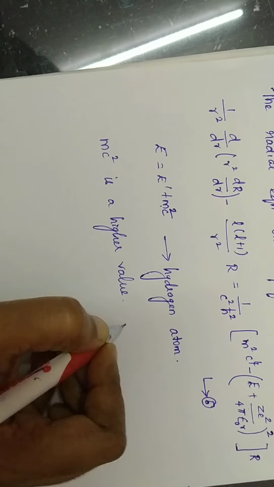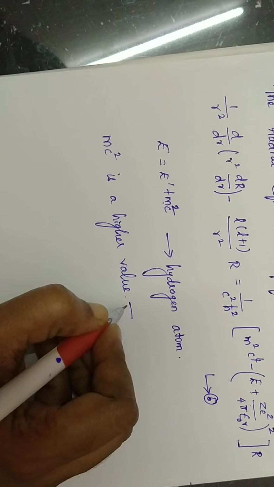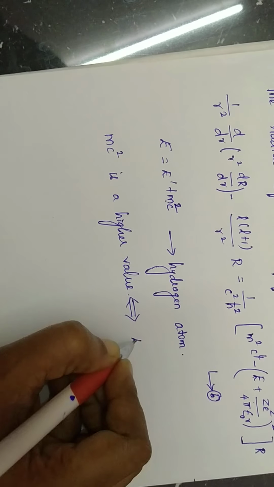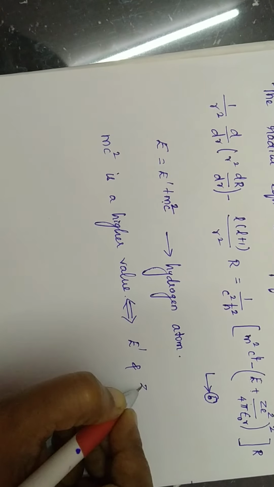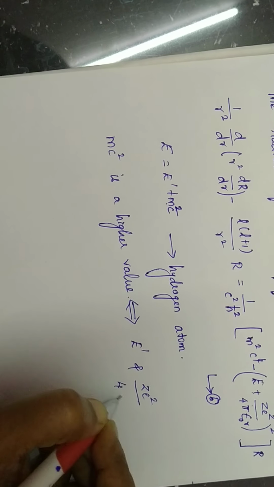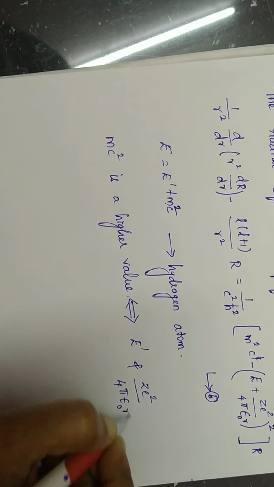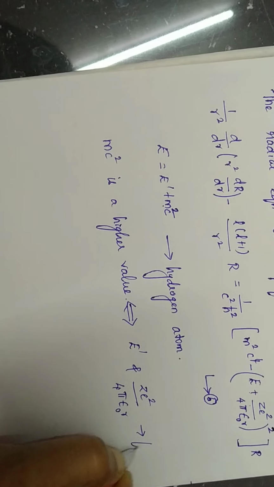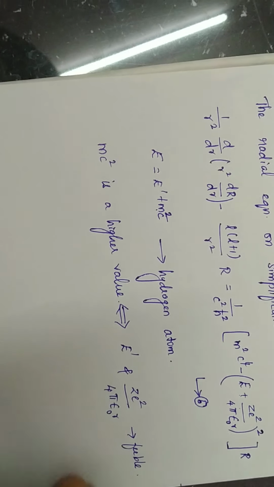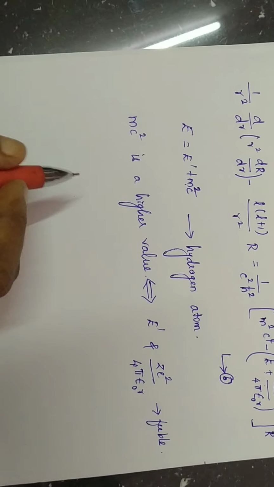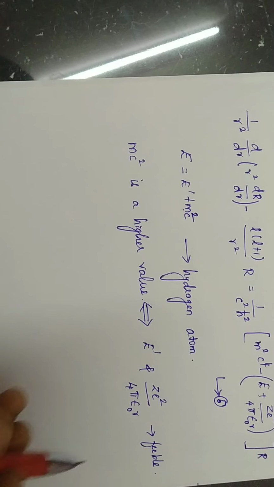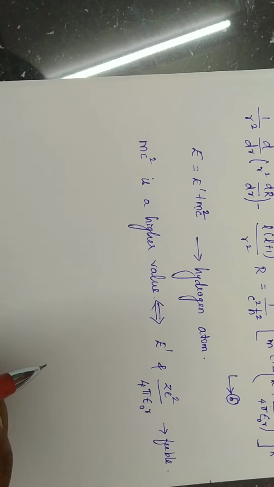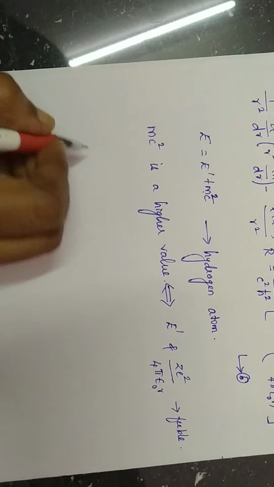So as mc square is a higher value compared to this one, the value of E dash and z e square by 4 pi epsilon naught r is a feeble one. So as it is feeble, we can neglect these two terms in the forthcoming equations. And we are going to make some substitutions.